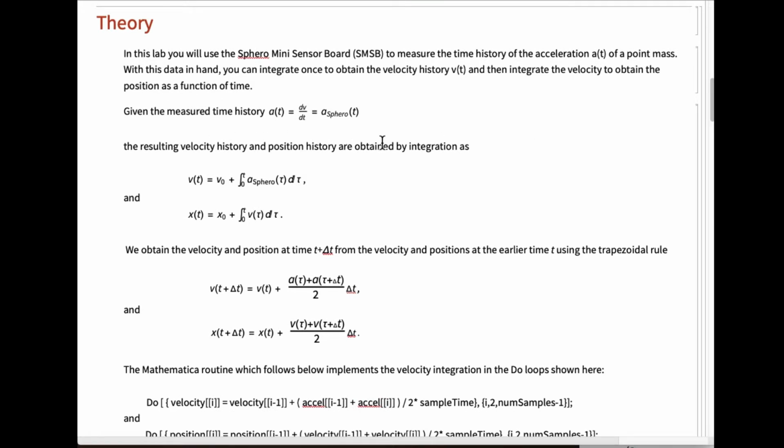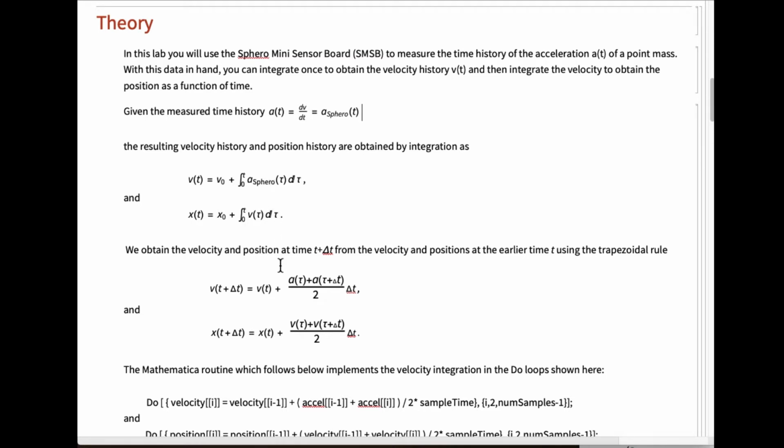Here's the theory that underlies this experiment. You're going to use the Sphero sensor board to measure the acceleration as a function of time. If you know acceleration as a function of time, that's the time derivative of v with respect to t, dv/dt. So I take this equation here and integrate it. I get velocity at time t equals the previous velocity at time 0 plus the integral from 0 to t of a Sphero as a function of tau, d tau. Once I know that, I can get the position as a function of time from the velocity by one more integration.